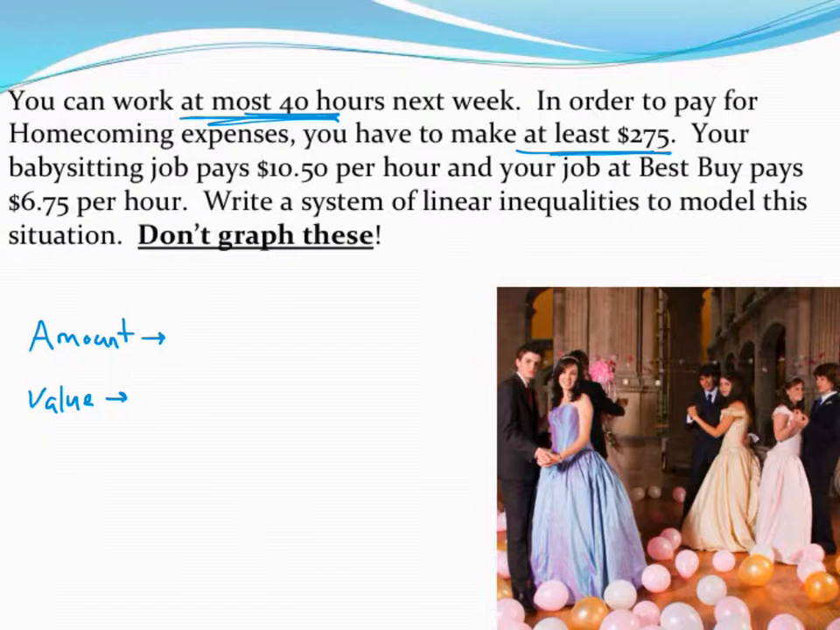So our 40 is our amount that we're working, the $275 is going to be the value that we want to achieve. So the two jobs that we're working, one job pays us $10.50 an hour, the other job pays us $6.75 an hour.